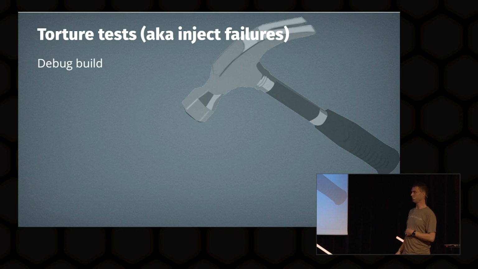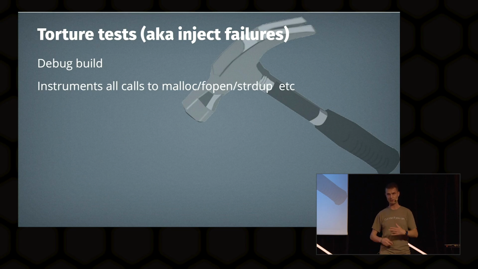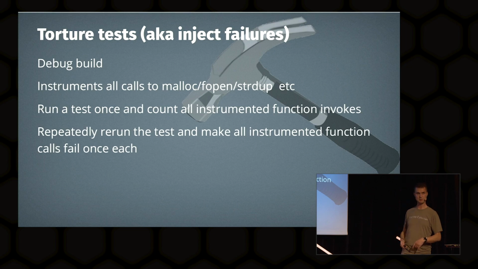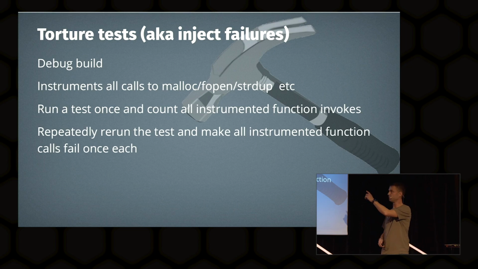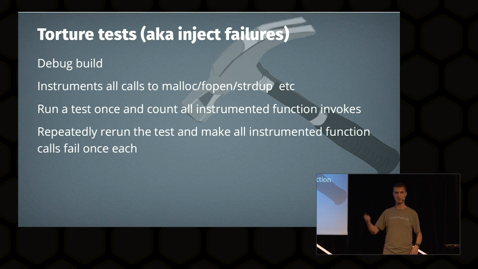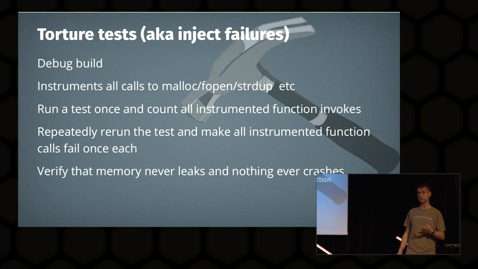So with the torture test, I just wanted to mention it because I think it's a pretty fancy setup. If you build curl with debug and tell it to run a torture test, it'll run the test once and count the number of mallocs and fopens and strdups. This is C code, right? So it counts all those, and then it reiterates and runs that test that number of times again, making one of these function calls fail once each. So in a typical run, we might have 200 or 300 calls to malloc and fopen and so on, and then it reruns the test 200 times and makes each one of those fail once, which is an excellent way to test error paths and failures.